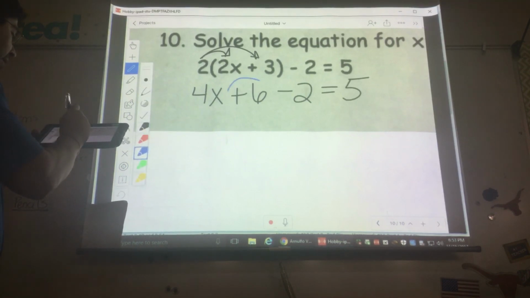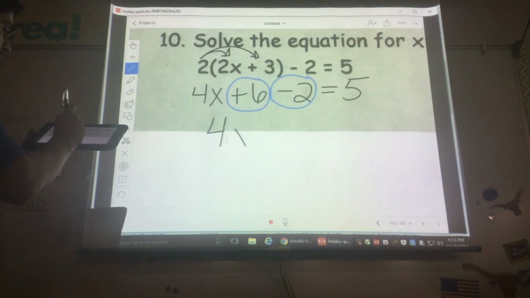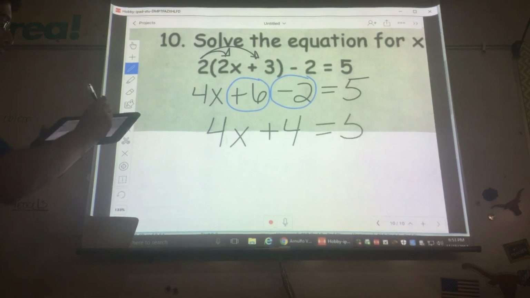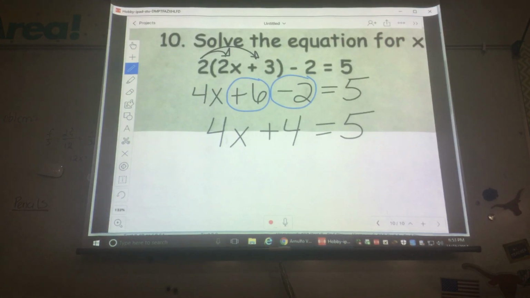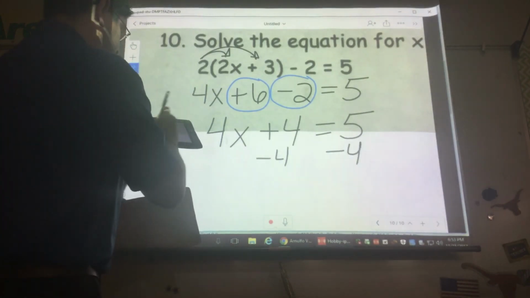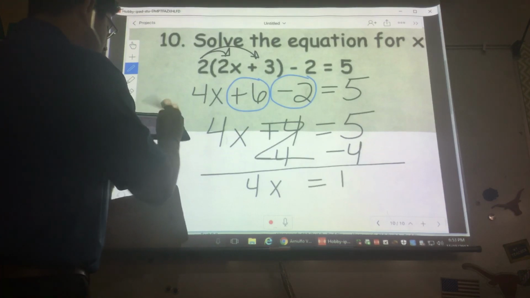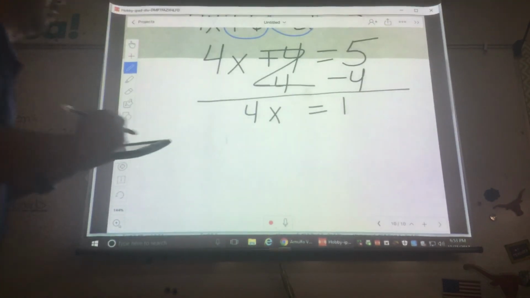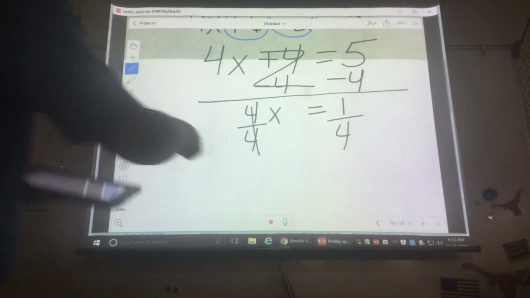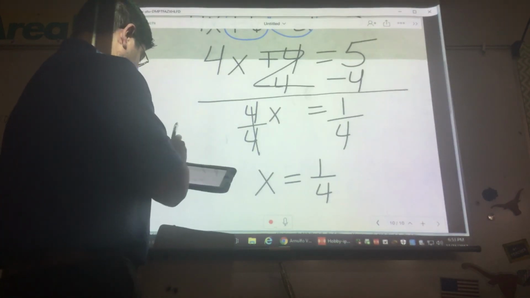In blue, I can combine these like terms right here on this side before I go any further. So I'm going to have 4x plus 6 minus 2 is plus 4. That equals 5. Okay. The inverse of plus 4 is minus 4, and minus 4. 4x, that zeros out, equals 1. Sorry, I'm going fast. I don't want my thing to die on me. And then divide by 4, divide by 4. This makes 1. So we have x equals 1/4. There we go. We made it.